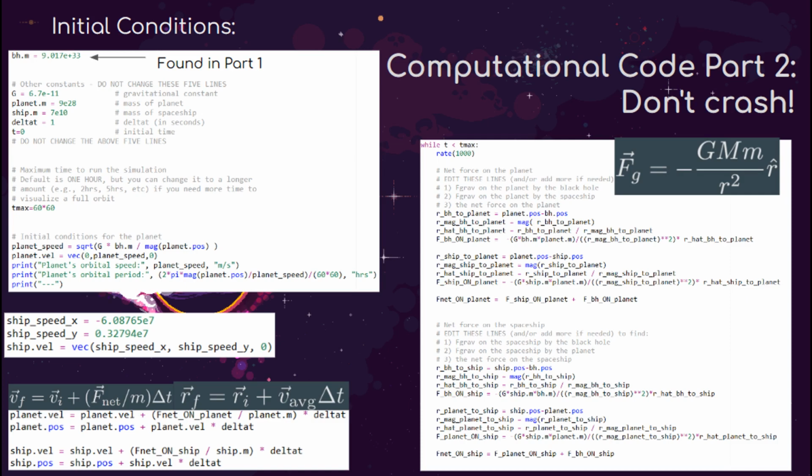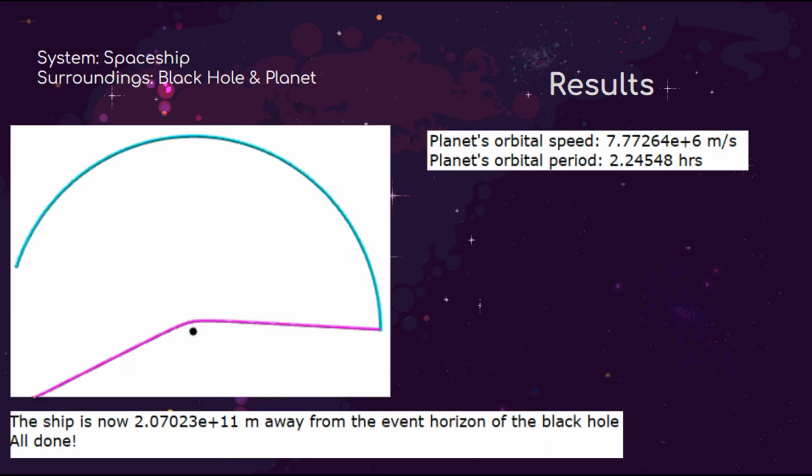To my right is me simply utilizing the formula for universal gravitational force on objects such as the ship and planet, and summing those forces to determine the net force acting on those respective objects. This is my new resulting figure, and as you can see, the planet colored in cyan can successfully orbit the black hole without crashing into the spaceship colored in magenta.